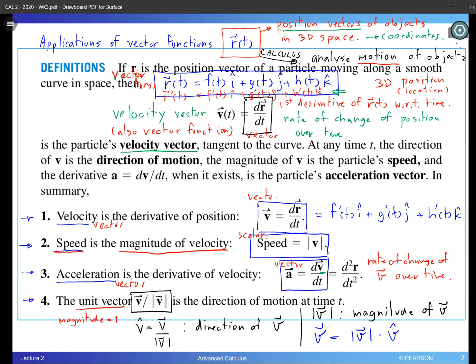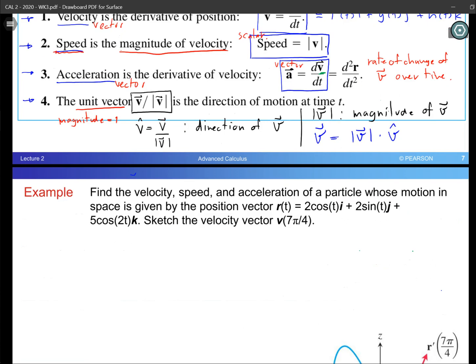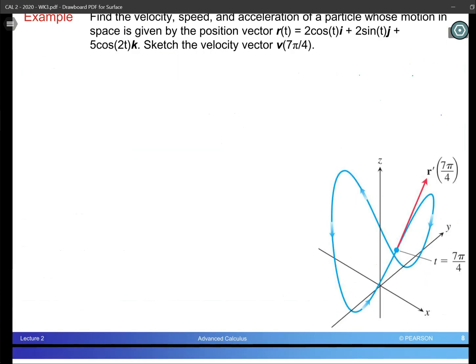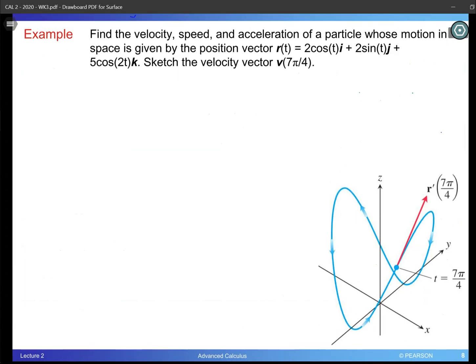Now let's use what we just learned on an example. So let's move to this slide where we have this one example, and they ask us to find the velocity. This is what we need to find: velocity, speed, and we know that is the magnitude of the velocity vector. And we also need to find the acceleration of a particle that moves in space, and they give us this position vector.